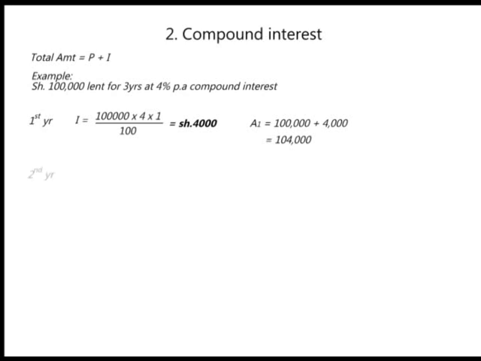In the second year, principal will be 104,000 this time. Rate will be still 4% and time will be 1 year. The interest earned in the second year will be 104,000 times 4 times 1 over 100, giving us 4,160. Total amount at the end of the second year will be principal plus interest. The principal was 104,000 plus interest 4,160.